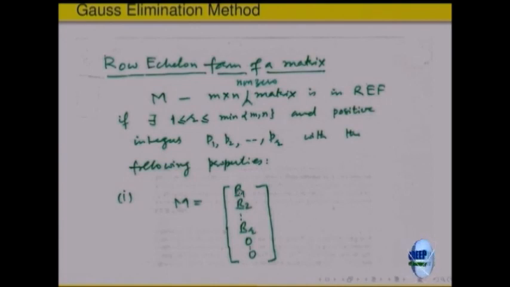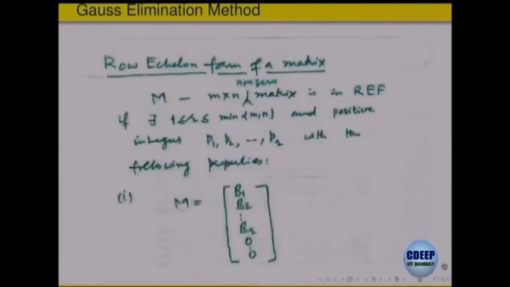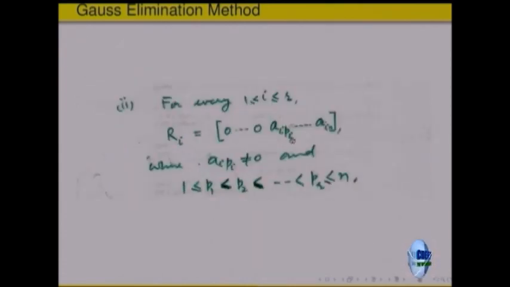So r tells us how many rows are non-zero, the bottom rows are 0, and each row which is non-zero is described by the numbers Pi.